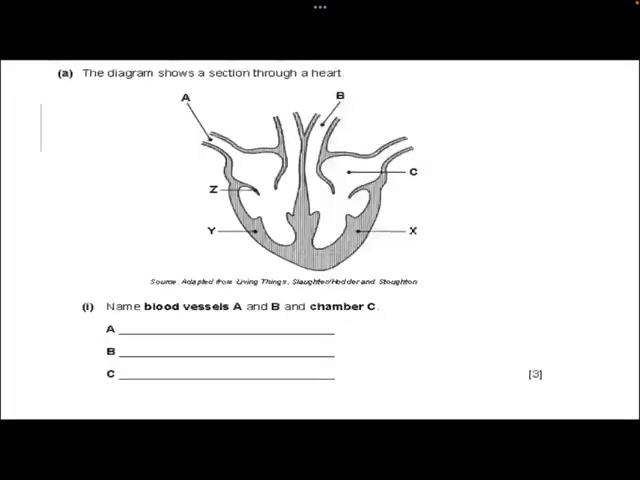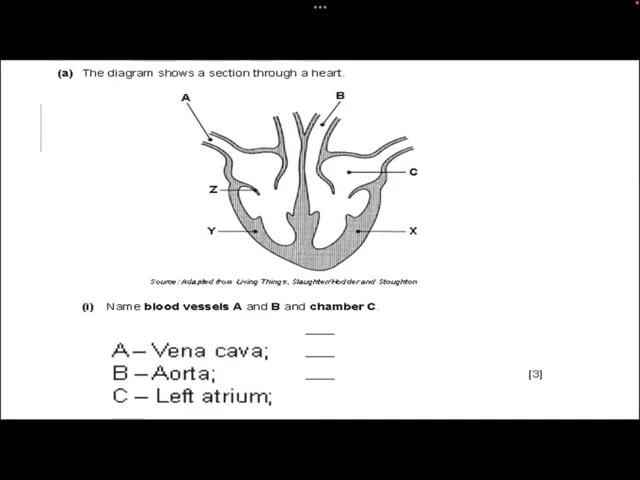Another question, the diagram shows a section through a heart. Name blood vessels A and B and chamber C. So first of all, identify the left and the right side of the heart. So the left side has a thicker wall, so that has to be the side X. So Y is the right side. So the main blood vessel coming into the right side is your vena cava. B is the blood vessel that is leaving the left side, so that is the aorta, and chamber C is going to be the left atrium.